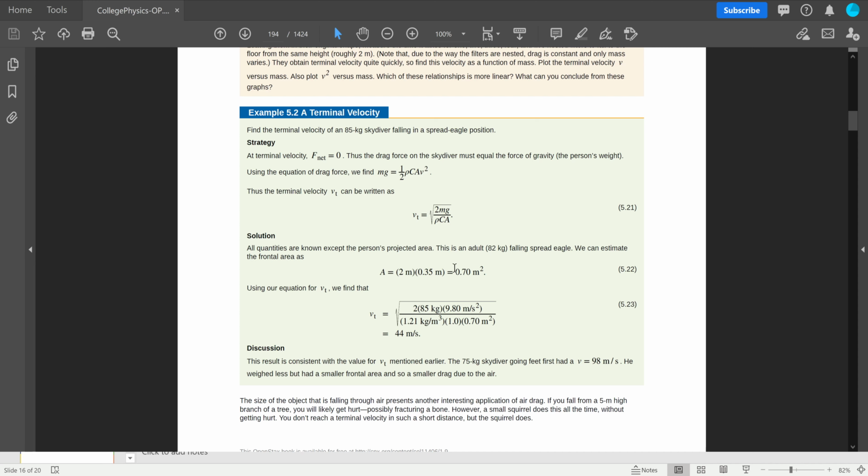Then after that, you plug everything in. You know that your area must be 2 meters times 0.35. That is in the spread eagle position. So that gives us our area, which is 0.70 meters squared. Plug it all in here and you get a terminal velocity of 44 meters per second. That is the terminal velocity for this person here.